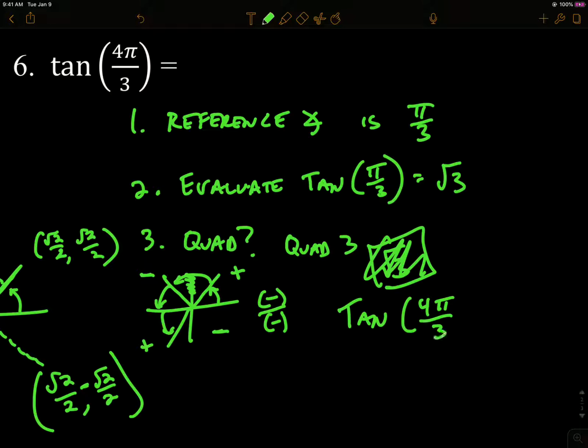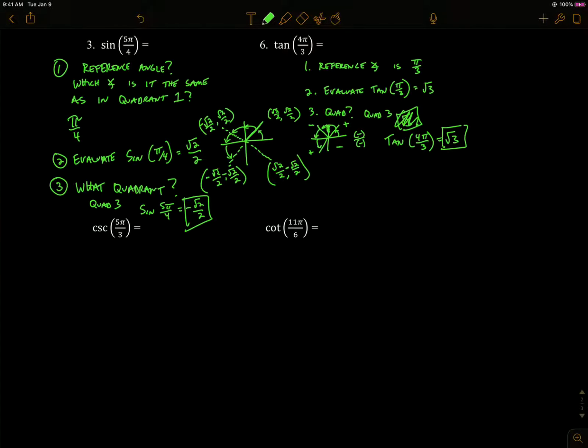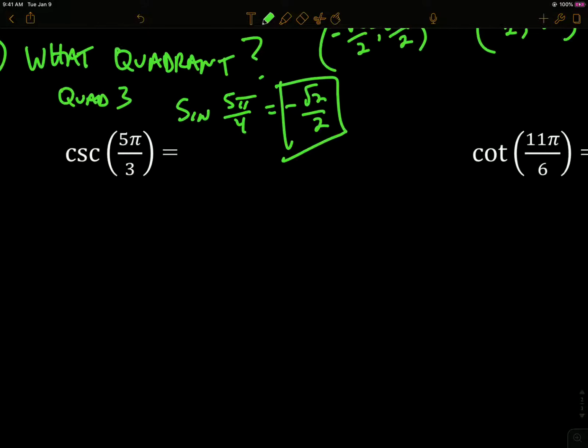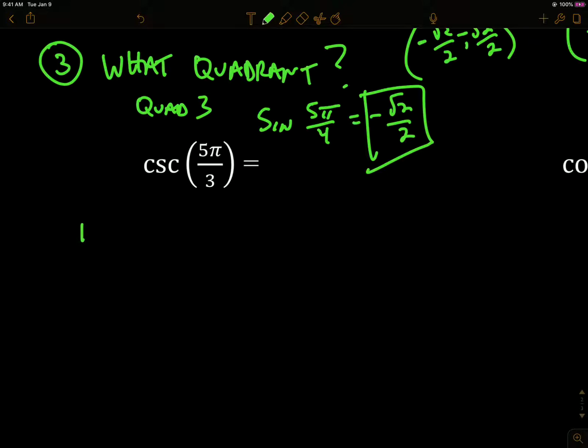4 pi over 3 is going to be equal to positive root 3. Okay? We've got two more here, cosecant and cotangent. So cosecant of 5 pi over 3, step 1, what's the reference angle?